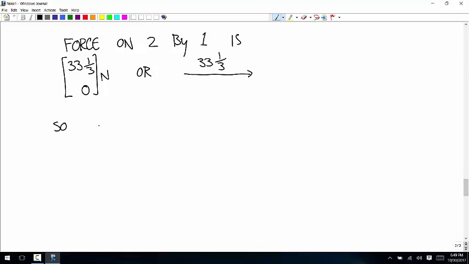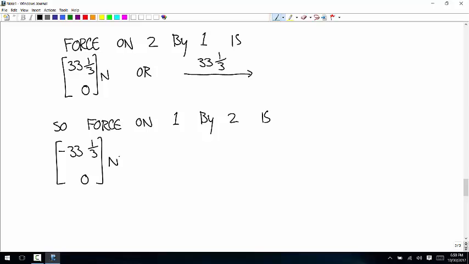And so now that we know this, the force on 1 by 2 is, you can think of it as multiplying negative 1 times the force on 2 by 1. So negative 33 1/3, 0. Same magnitude, opposite direction. Any questions about that?